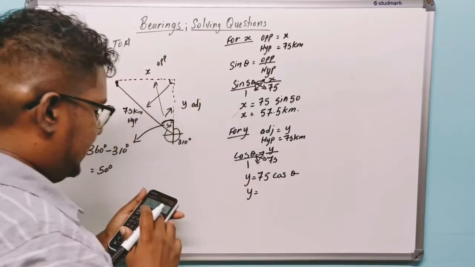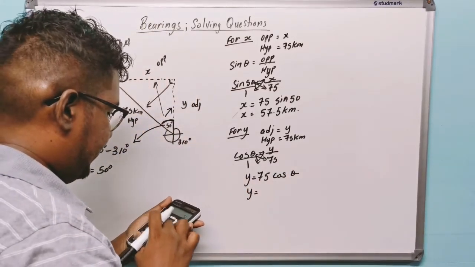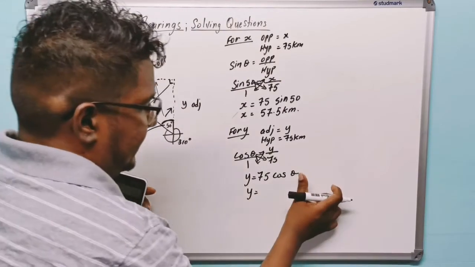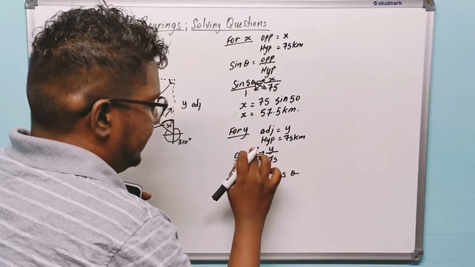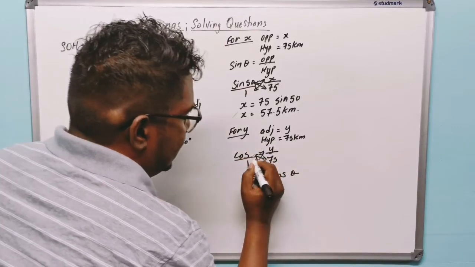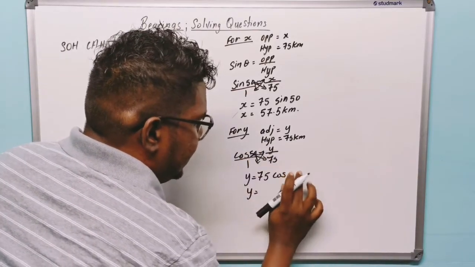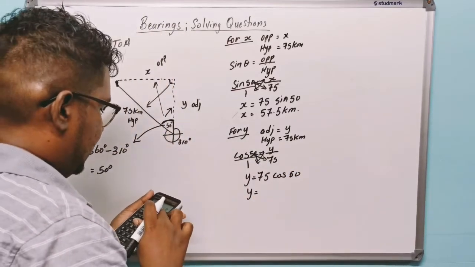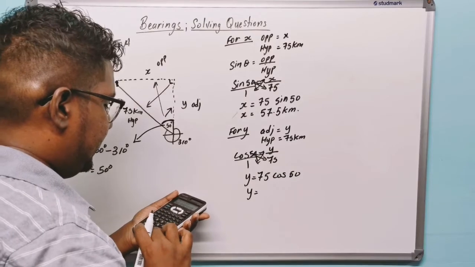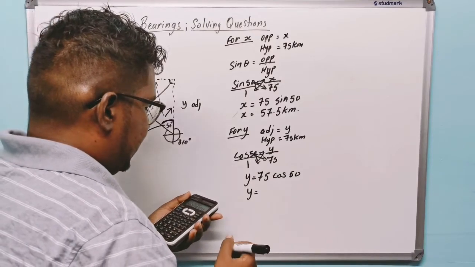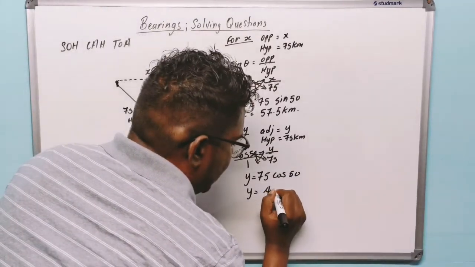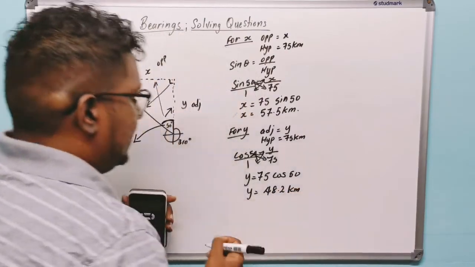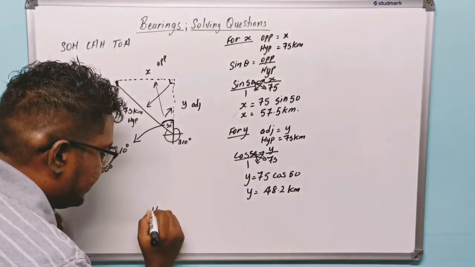y is equal to, so we put that into our calculator. 75 cos, sorry, theta is 50. So this should be 50. So 75 cos 50 is going to give me 48.2 km.